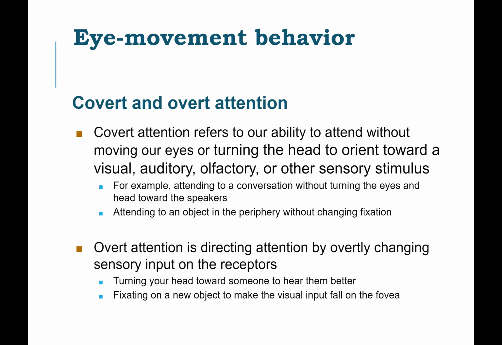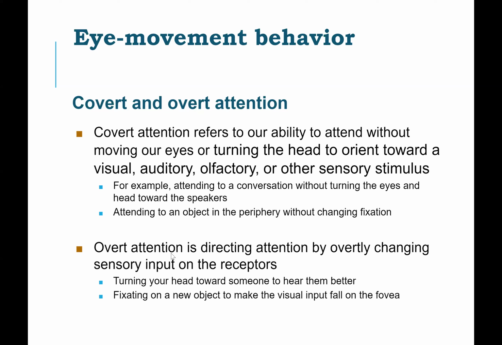The eye was fixated in a certain area, and there were objects that the monkey was supposed to attend to without moving their eye. That's what we call covert attention: our ability to attend without moving our eyes. We could covertly attend to a lot of things, like auditory stuff. But when it comes to vision, it's about not moving your eye, attending to an object in the periphery without changing fixation.